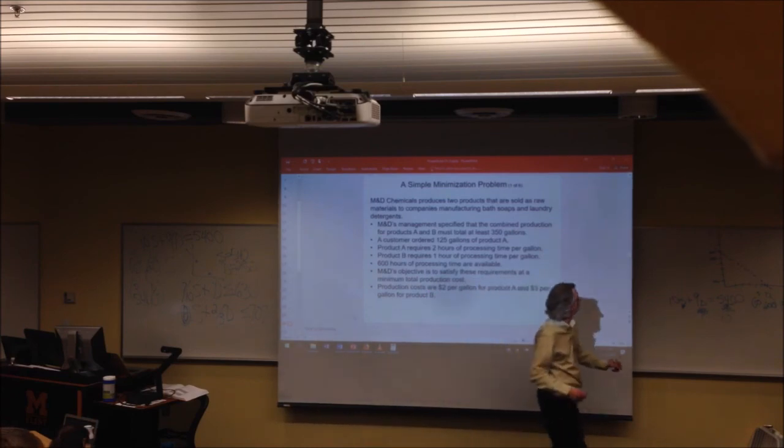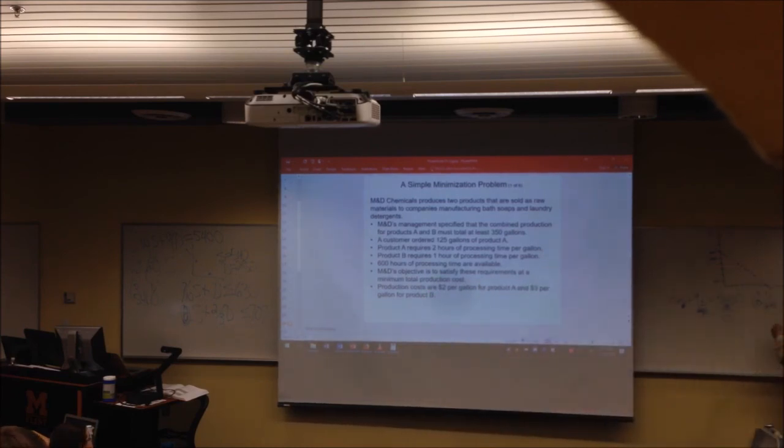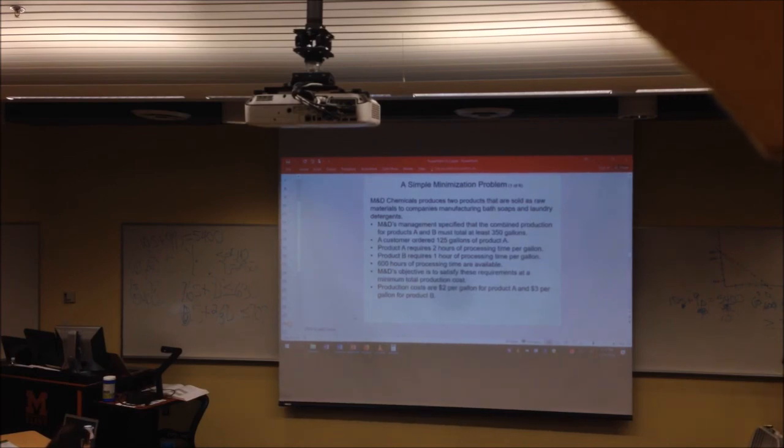350 gallons at least. 350. Give me what's right there. There are only three choices: less than or equal, greater than or equal, or equal. That's right, at least. No less than.